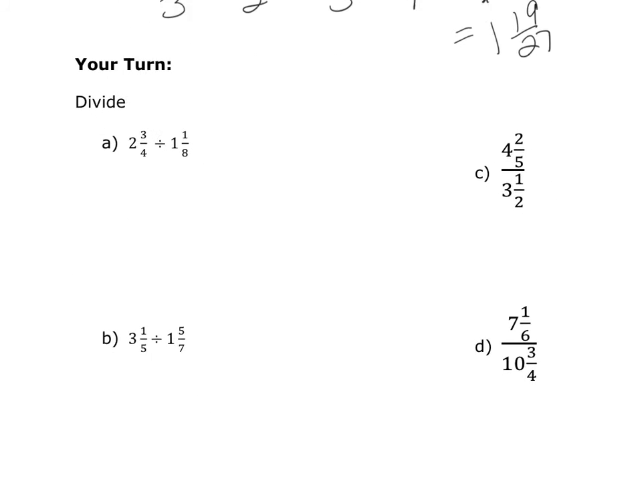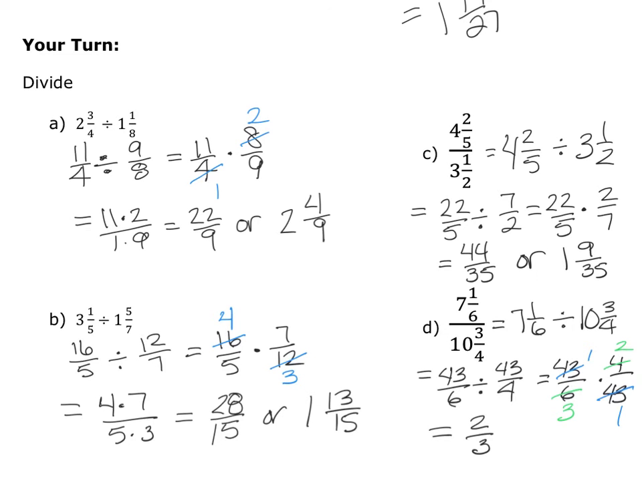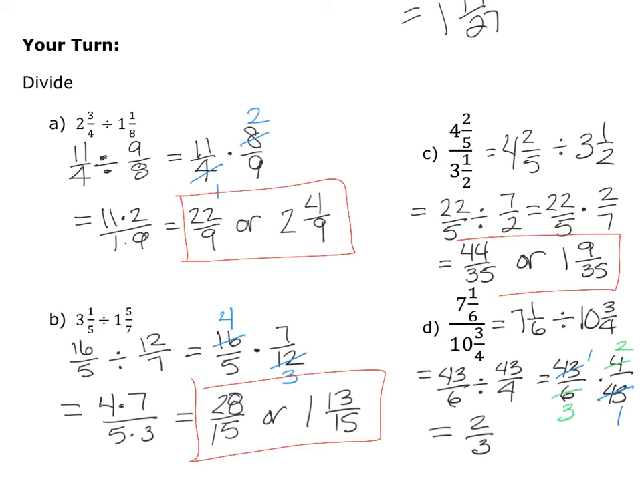So go ahead and pause your video now. Welcome back. Please check your answers. For my first one, I have 22/9, or 2 4/9. For my second one, I have 28/15, or 1 3/15. For my third one, I have 44/35, or 1 9/35. And then on my last one, I just have 2/3.